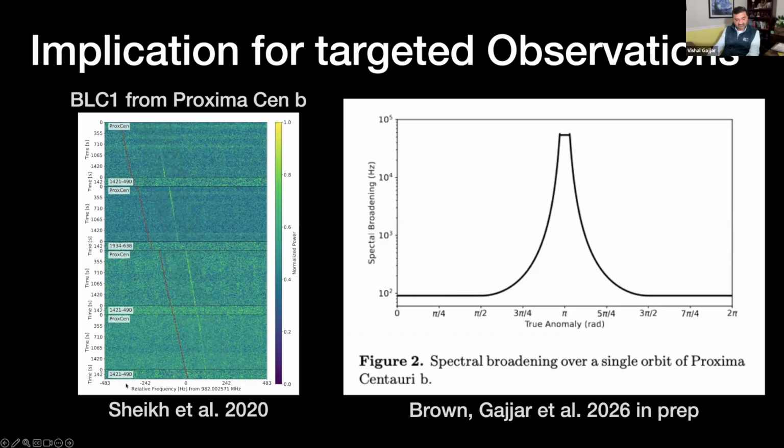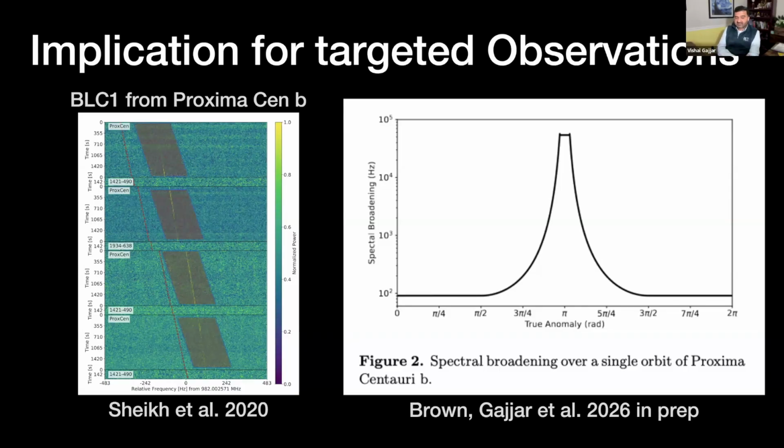By the way, let me explain what you're seeing here. This is the original detection of BLC1. Frequency is on the y-axis, and time is on the x-axis. You will see a narrowband signal going through here. It's present during the time when you observe Proxima Cen. It disappears, and it comes back again when you observe Proxima Cen. That's also a very interesting signal we discovered.